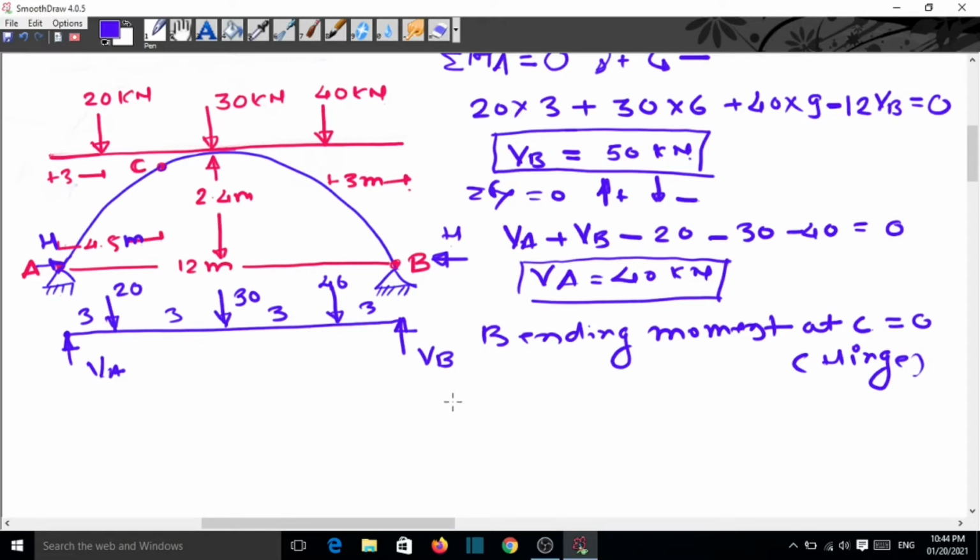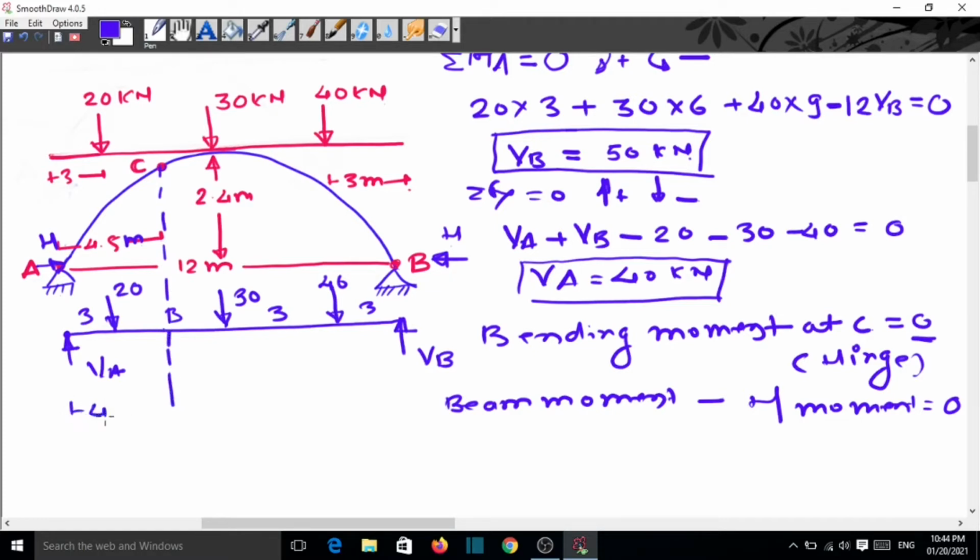So again we can say that here is the B moment minus H moment, and that is equal to 0 because the moment is 0 at a hinge. We can take the bending moment or the moment; we are taking the bending moment. So again the B moment is what? It is the B moment, and this is our location, 4.5. So VA into 4.5, where VA is equal to 40 kN and VB is equal to 50 kN.